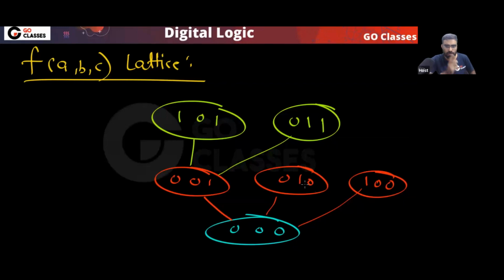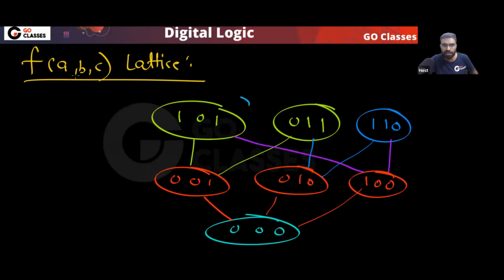What about this 0, 1, 0? If you change this from 0 to 1, you will get this. And similarly, in this 0, 1, 0, if you change this, then you will get 1, 1, 0, right? Okay, what about this last one? 1, 1, 0. If you change this, then you will get this. And if you change this, you will get 1, 0, 1. So like this you will get.